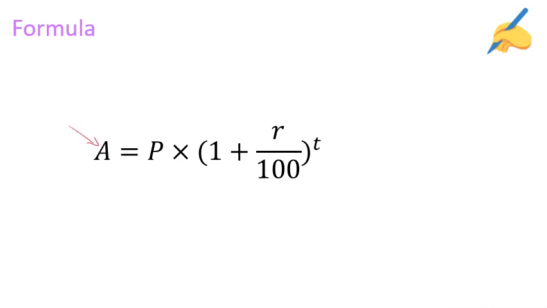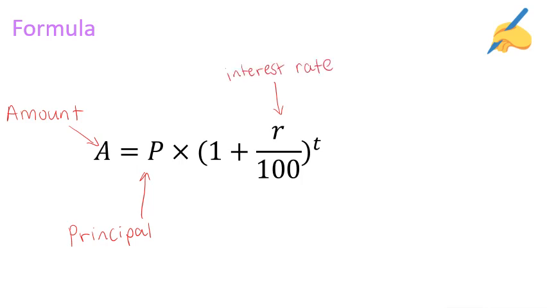So the A stands for amount that we're going to be working out. The P stands for principal, so that's our starting amount. The R stands for rate, which is the interest rate. Usually that's the number with the percentage next to it. And the T stands for time in years.